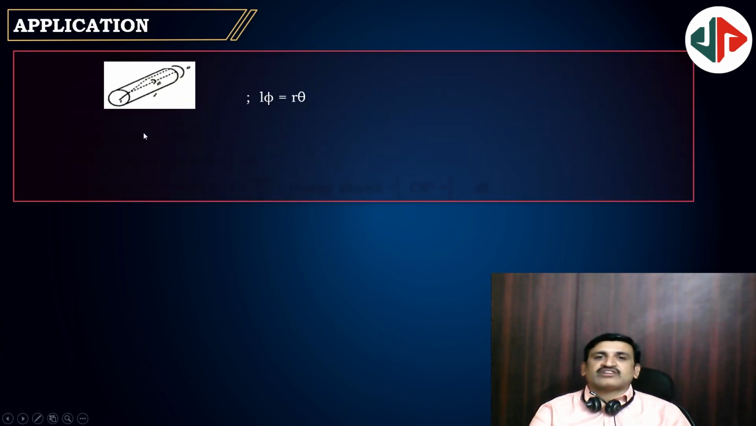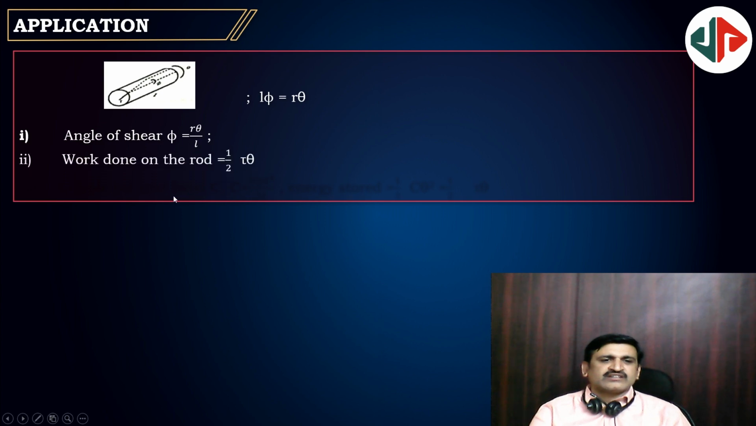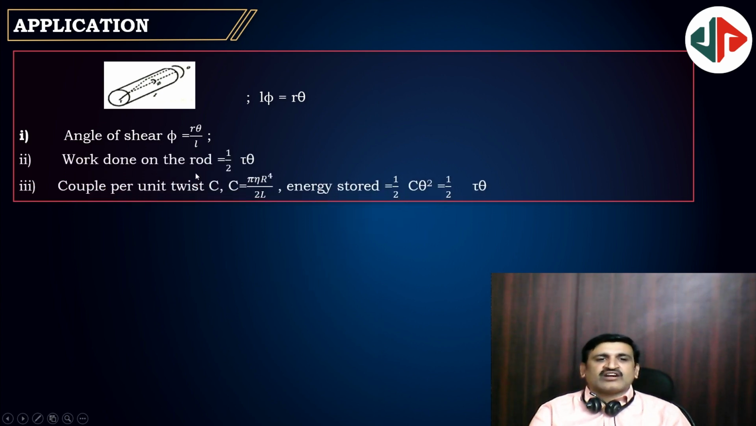This is torsion, shifting the layers, torsion. L phi is equal to r theta, where L is length, phi is the angle of shear, r is the radius, theta is the angle of twist. Twist, shear. Work done on the rod is half tau theta. Couple per unit twist is C is equal to pi eta r to the power of 4 by 2L. Energy stored is half C theta square, couple per unit twist into theta square.